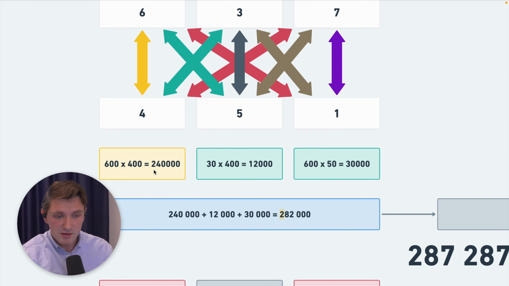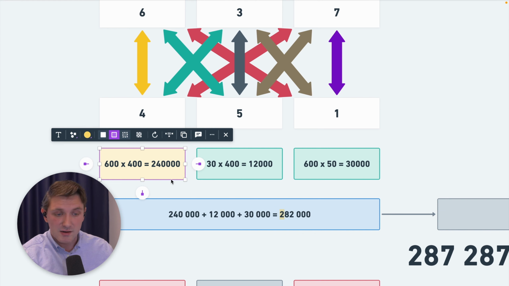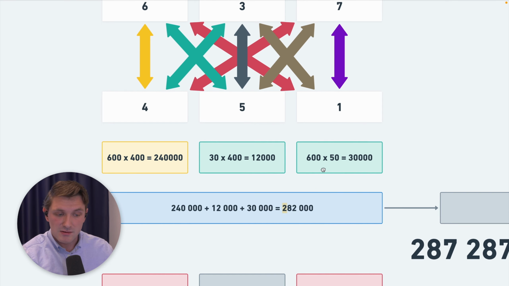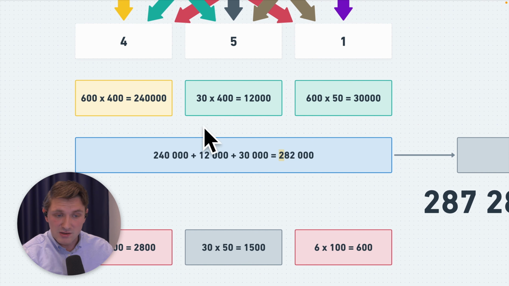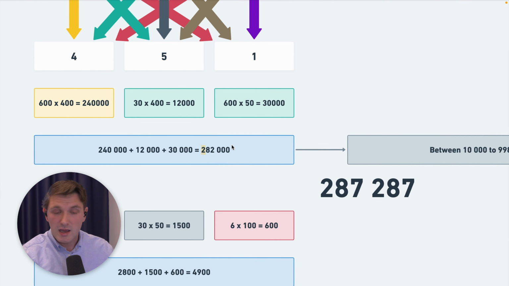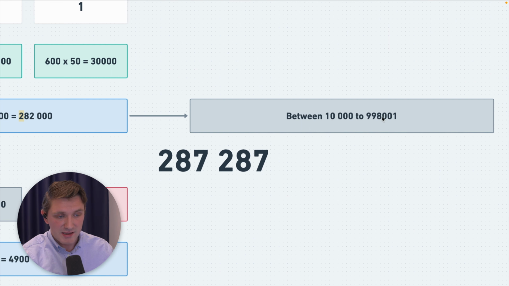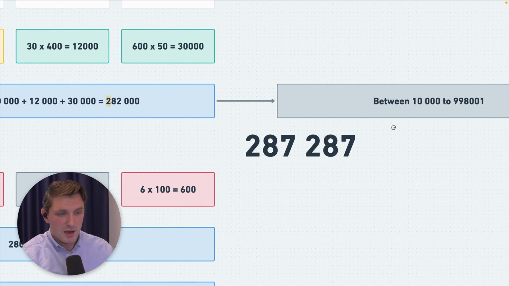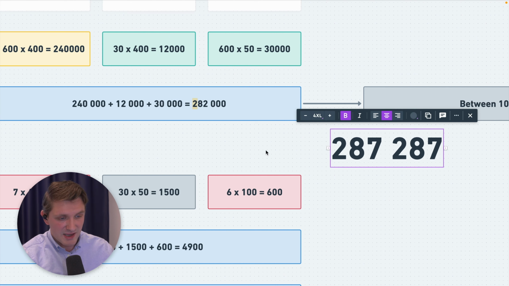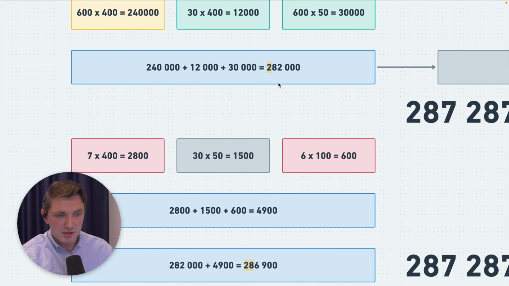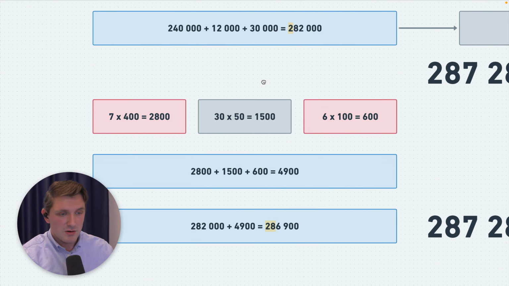So that will be 600 times 400, and that is 240,000. We do that plus 12,000 plus 30,000. And if we do this in our head, we will get the answer of 282,000. Yeah, that will be the answer. We know that this has to be between 10,000 and 998,000. So we are getting closer to this answer. Now, the next step in your head is that you don't need to remember this anymore, but you only need to remember 282,000.